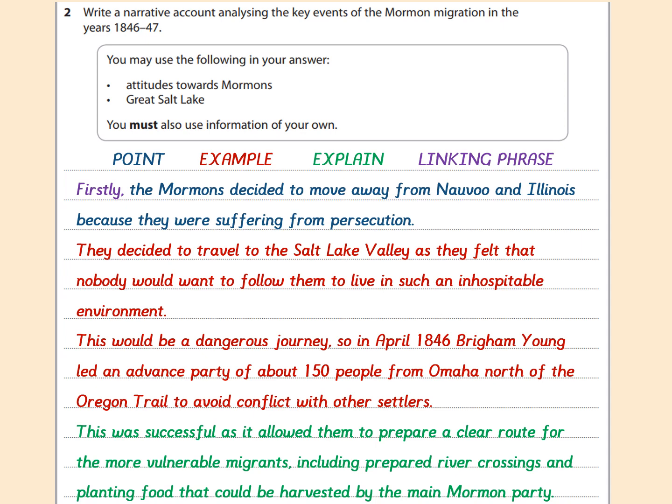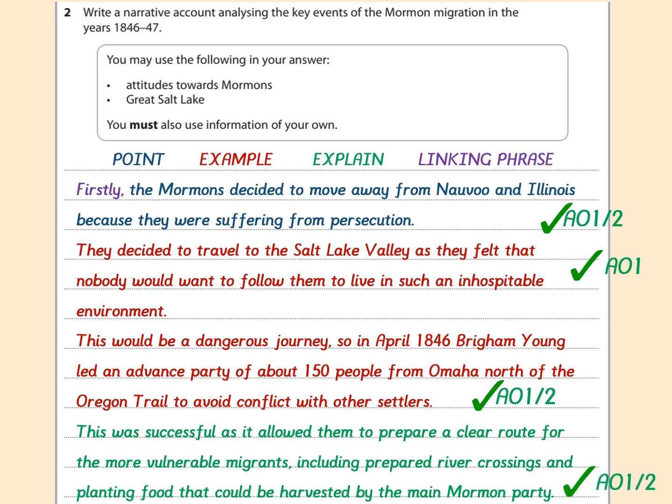Okay, so I've begun my story and telling them how they are planning and preparing for the migration. So I get some AO1 and AO2 marks for the first part there. I get some AO1 marks for my supporting detail. I also get some AO2 marks for the fact that I'm explaining how one thing is leading to another. So, for example, they are anticipating the danger of the journey, preparing in advance, and avoiding conflict with other settlers. That's again referring to the attitudes towards the Mormons.